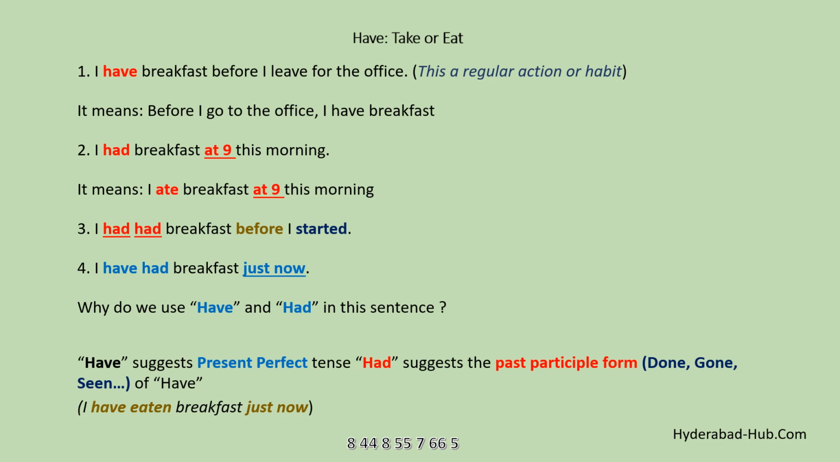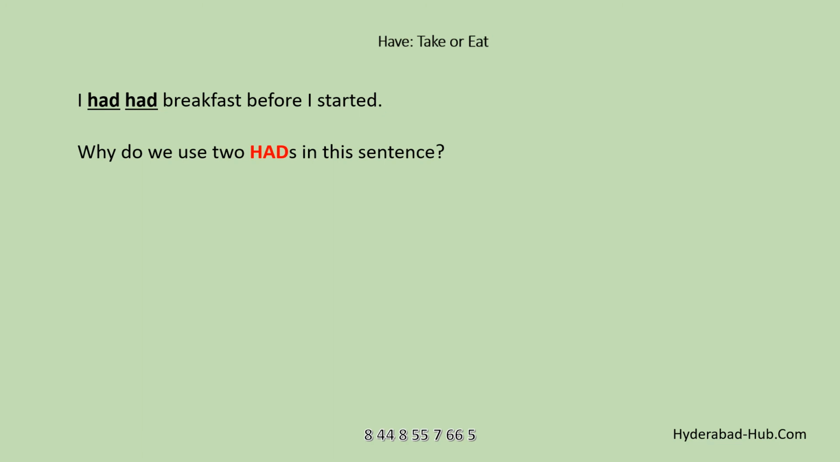Look at this example. I had breakfast before I started. Why do we use two hads in this sentence? Pause the video for a while and analyze the sentence. Did you get it? Let me explain now.